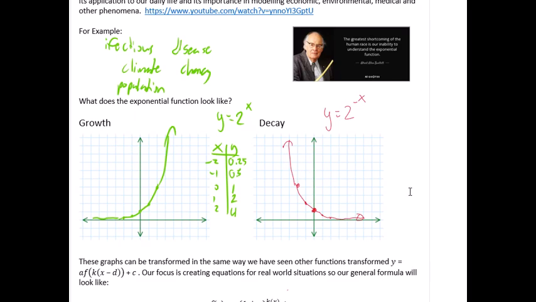Now, for the exponential function, y can't equal 0. There's no value to the power of an exponent that is going to give us a value of 0. It's impossible. So our function actually can't touch the x-axis here.